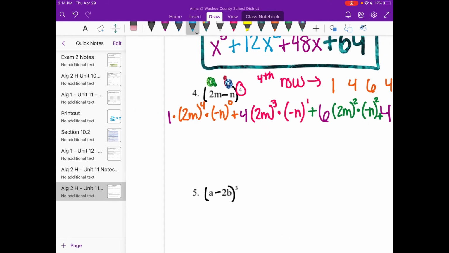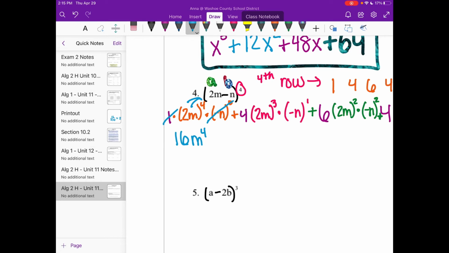So, right here, 2m to the 4th. So remember that both things get the 4th. So 2 to the 4th is 16. M to the 4th is m to the 4th. And we don't have an n. We don't really have a 1. That part's not important on this first term.